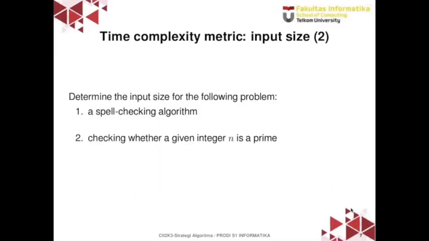For other problems, we can check a spell checking algorithm. Of course, it depends on the size of the word or sentence we want to check. So that is the input size. For checking whether a given integer is a prime, we need to check if n can be divided by numbers below n other than 1 and n itself. So of course we need to check n minus 1, but well, the size will be n.